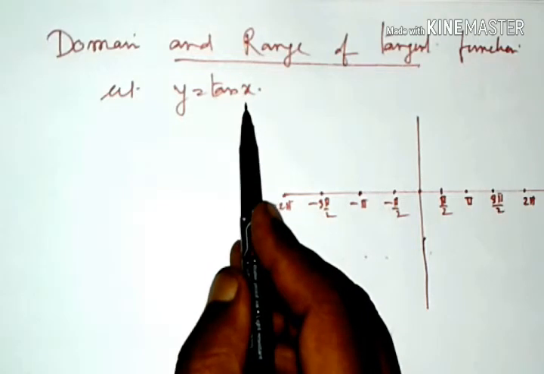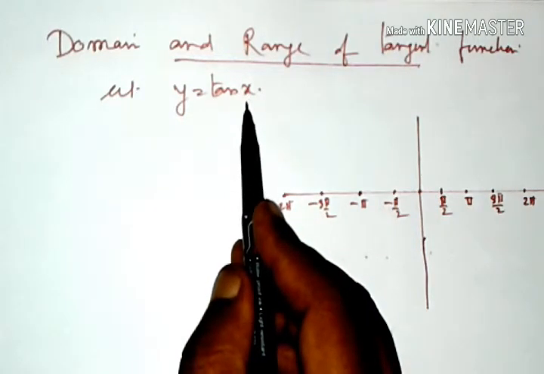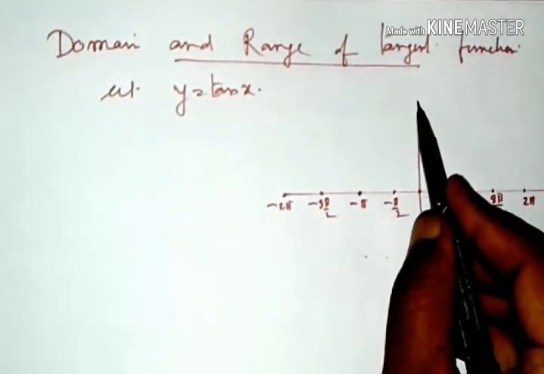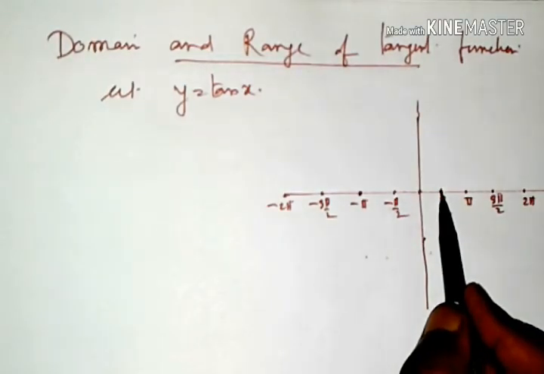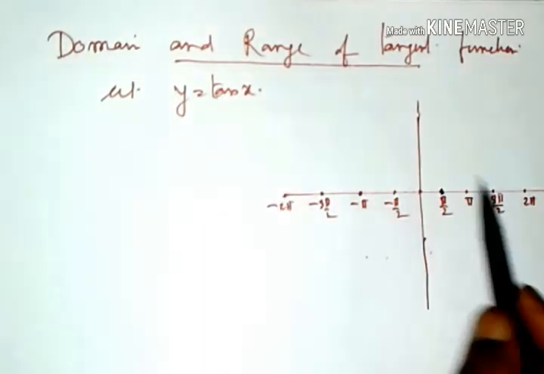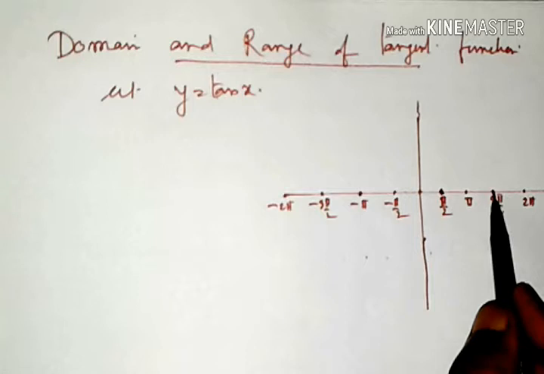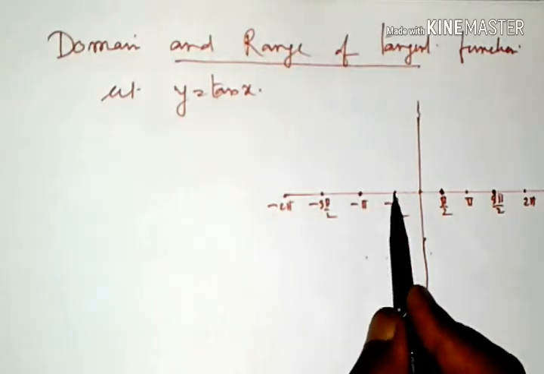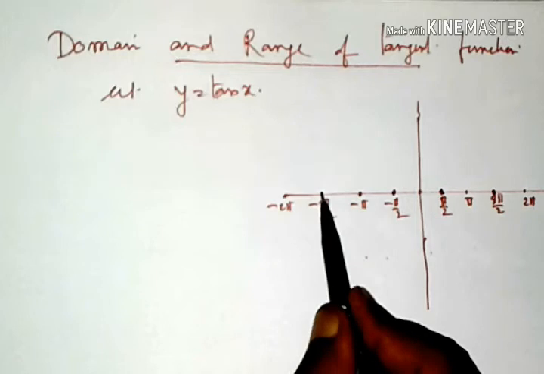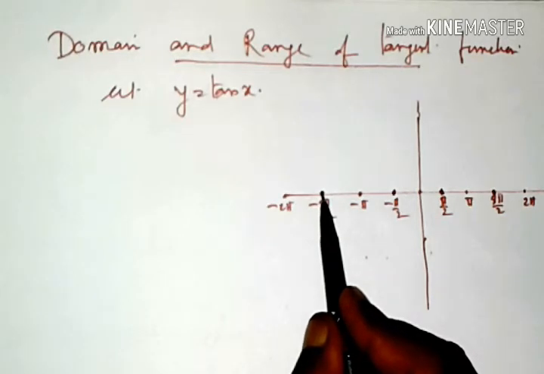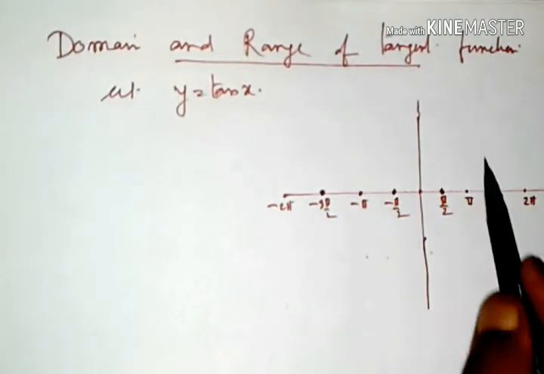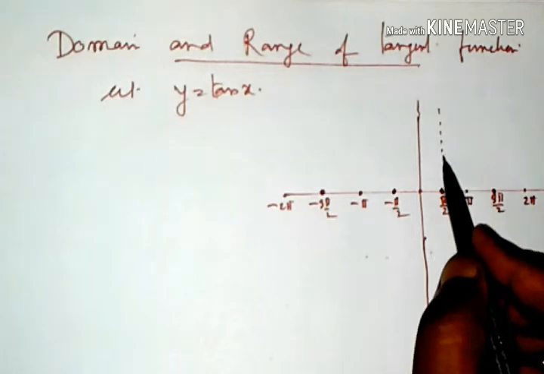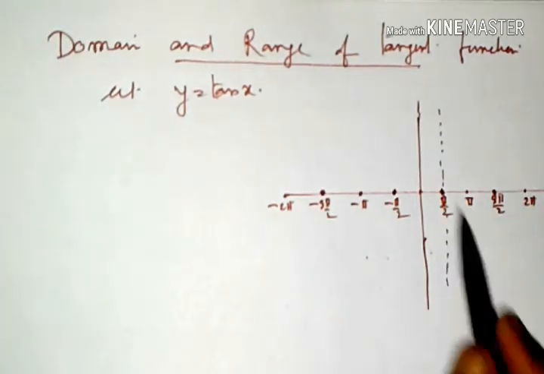We know that tan 90 degree is equal to infinity, which is not defined. Similarly, here tan x is not defined. Here it is also not defined at this point. Here it is not defined. At this point also it is not defined. So the graph of this function will be like this. This is 90 degrees.